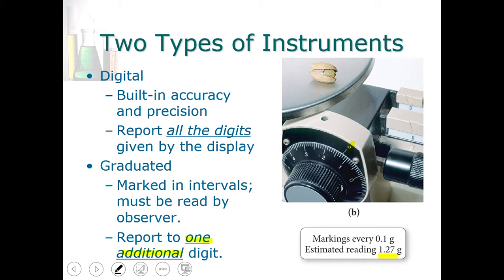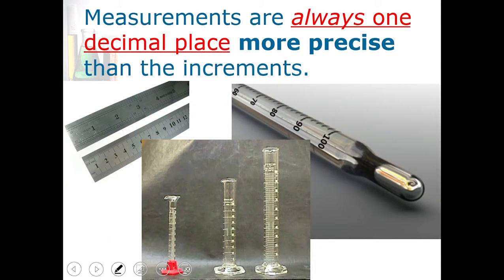And that's the way we work with non-digital but graduated instruments. Some examples of instruments that are graduated: we have rulers, we have thermometers, and we have graduated cylinders to measure volumes. Whatever the instrument is, we have to record a measurement to 1 decimal place more precise than the smallest increment that the instrument can display.